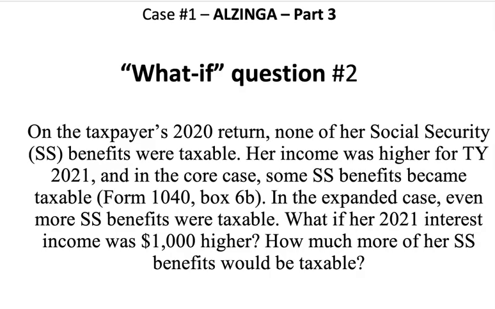You may have noticed that while none of the taxpayers' 2020 Social Security income was taxable, in the core case for 2021, some of it was, and in the expanded case for tax year 2021, even more of the Social Security benefits were taxable. So how fast does that increase? So what specifically, if 2021 interest income was $1,000 higher, how much more of her Social Security benefits would be taxable?